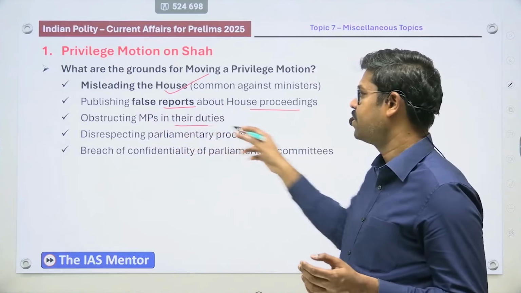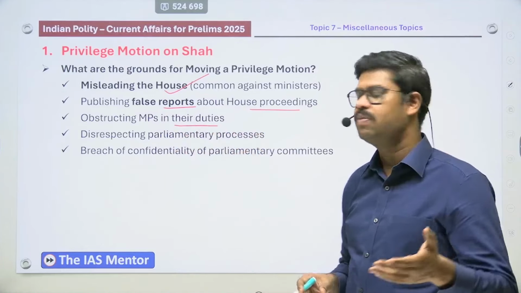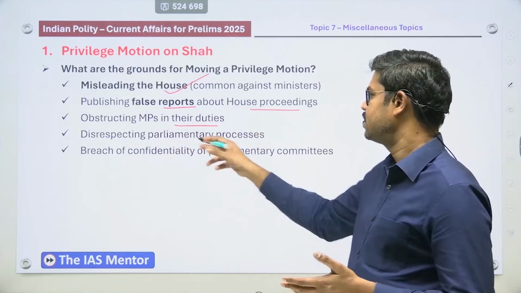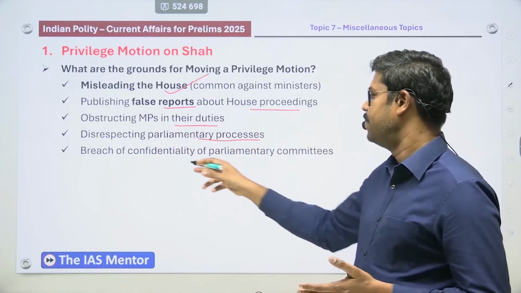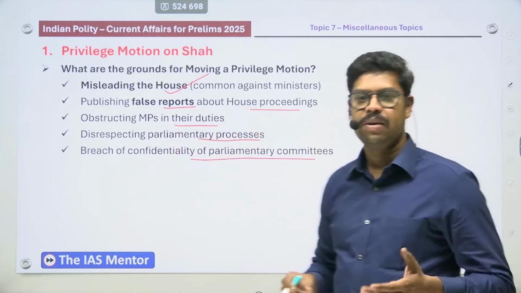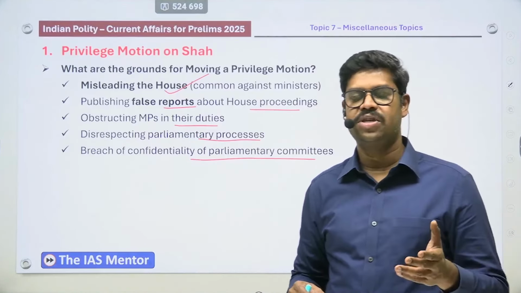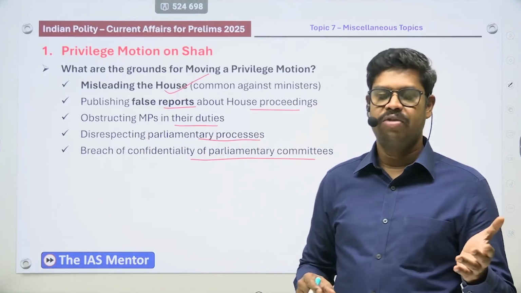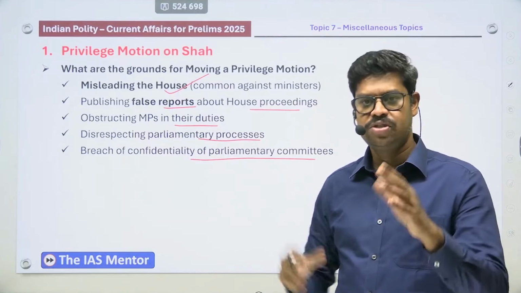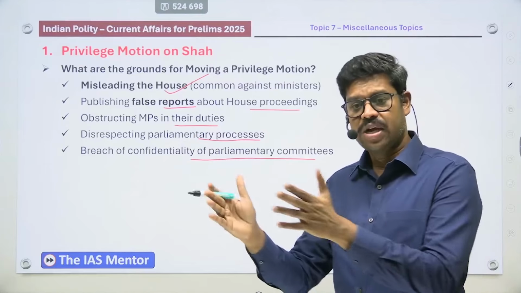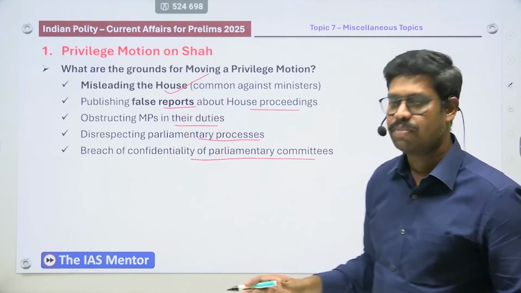Obstructing an MP from performing their duties. Anyway, if they obstruct the other members from performing their duties, disrespecting the parliamentary process, breach of confidentiality of parliamentary committee. As someone being a member of parliamentary committee, they should maintain certain confidentiality. When they breach the confidentiality clause, these are all the grounds on which the privilege motion against a member who has done all these things can be introduced.